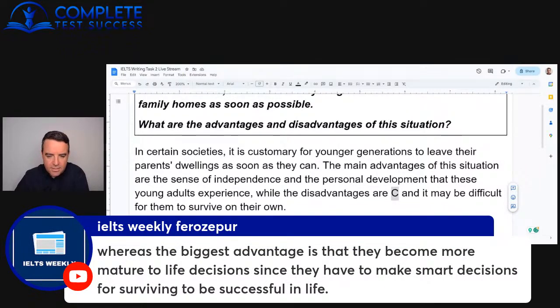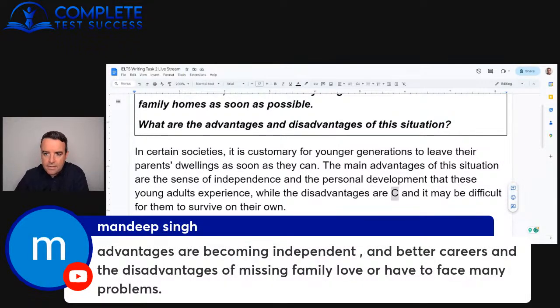Whereas the biggest advantage is that they become more mature in life decisions. Good. Since they make smart decisions for surviving to be successful in life. Good. Advantages are becoming independent and better careers, and disadvantages are missing family love or have to face many problems. Okay, all of these ideas are good except the last one.